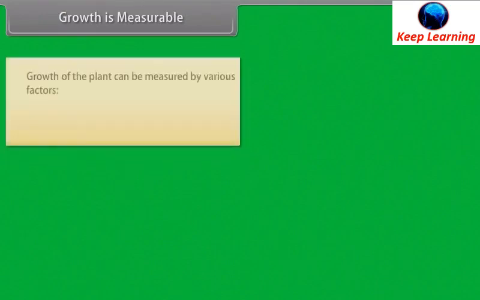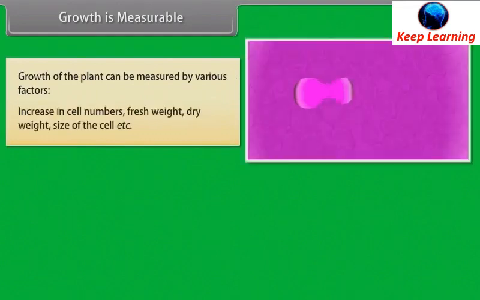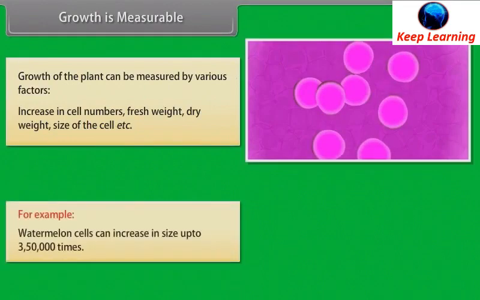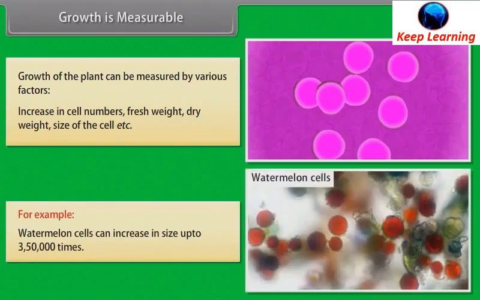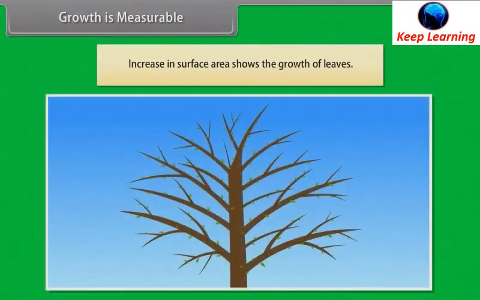Growth is measurable. Growth of the plants can be measured by various factors: increase in cell numbers, fresh weight, dry weight, size of the cell, etc. For example, watermelon cells can increase in size up to 350,000 times. Increase in surface area shows the growth of leaves.